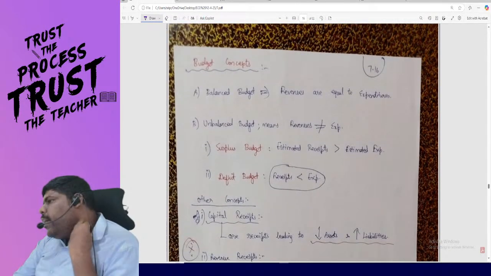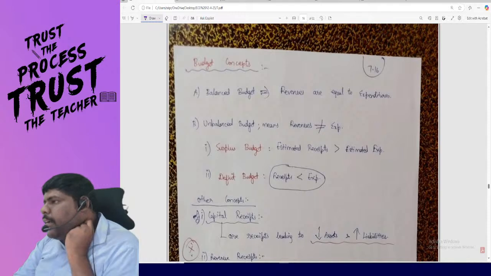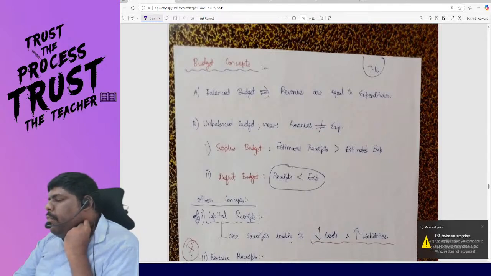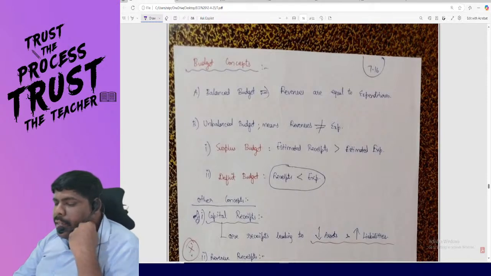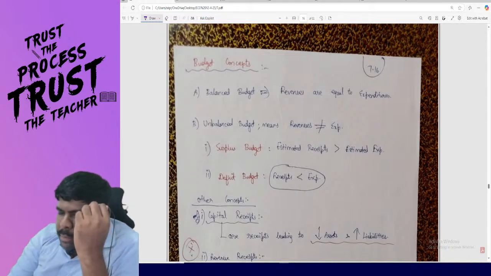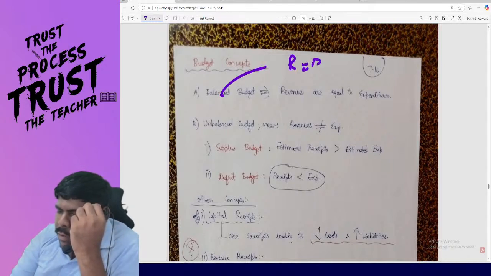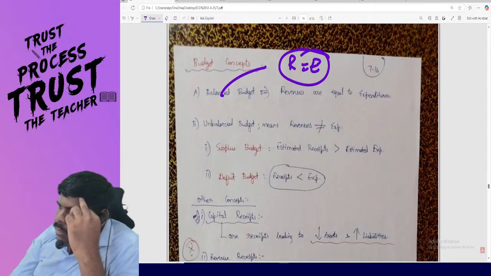Okay. Now we saw an example right at the time we started the budget, where we took an example of household income and expenditure. The same case, if it is applied to government, what will happen? See, a balanced budget is where revenue is equal to expenditure. Okay, if it is not equal to each other, it is unbalanced.